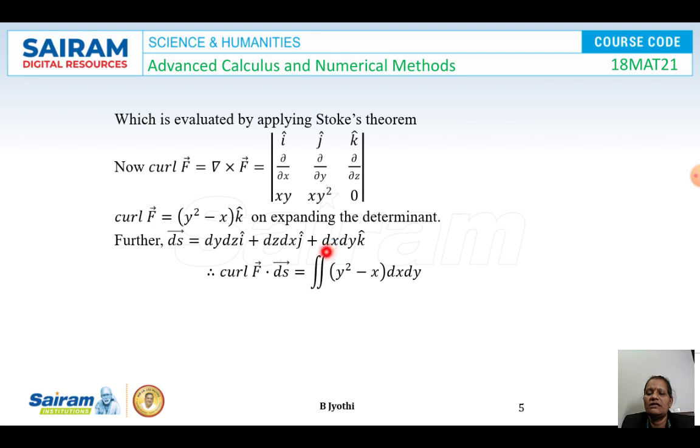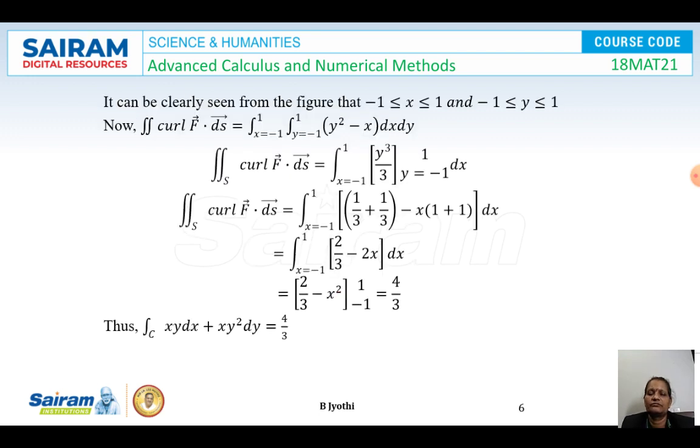So when we take the dot product of curl F and ds, the other two terms will vanish. Only dx dy will be multiplied with y squared minus x, that is curl F. It can be clearly seen from the figure that x is varying between minus 1 to plus 1 and y is varying between minus 1 to plus 1. So the double integral of curl F dot ds is given by x varying from minus 1 to plus 1 and y varying from minus 1 to plus 1, of (y squared minus x) dx dy.